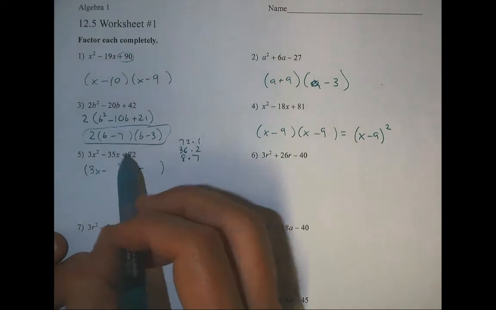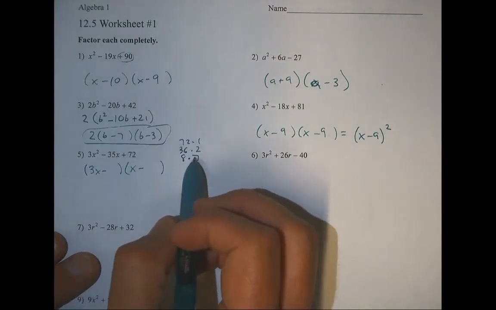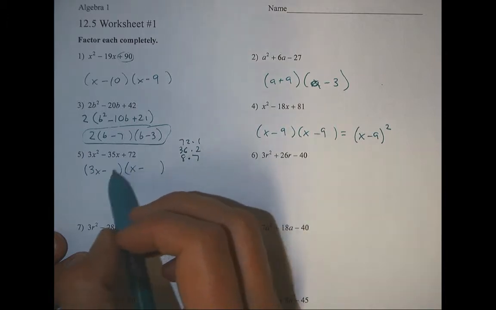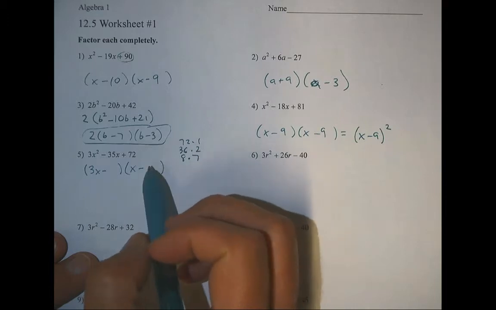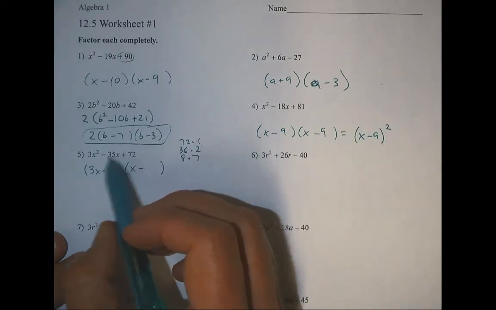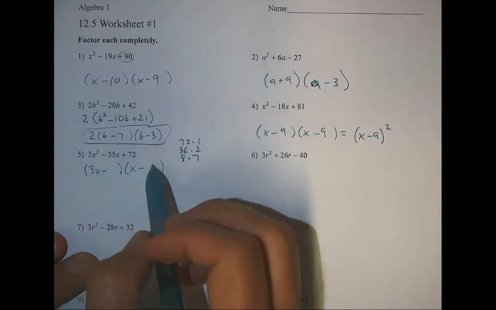And I'm going to think about this: 3 is going to get multiplied by one of these two, and the other number is going to stay the same because it's going to get multiplied by an x. So if I multiplied 3 times 7, I'd have 21. And if I added 8, I don't get 35. So I know that's not going to be the combination. So 7 can't go here.